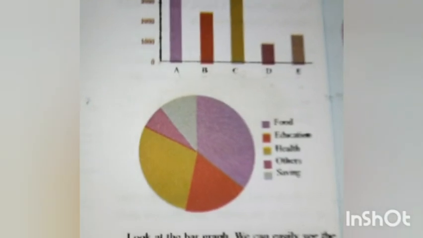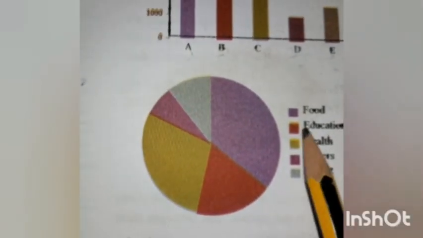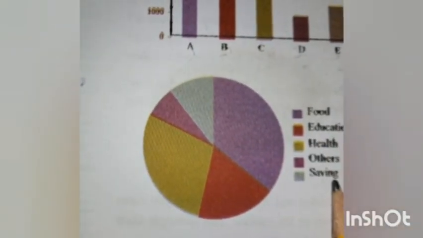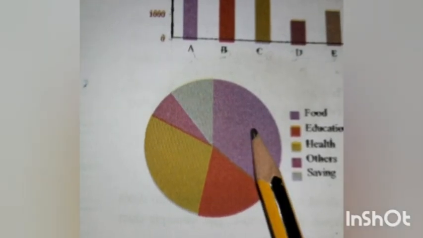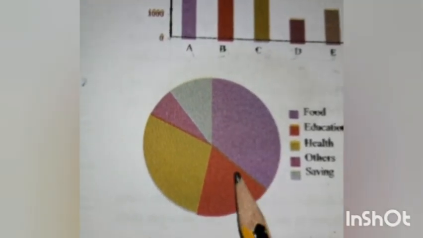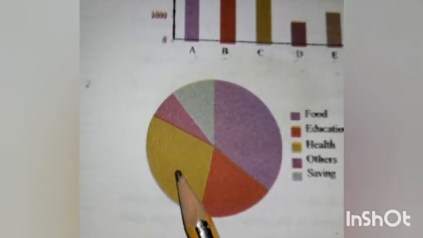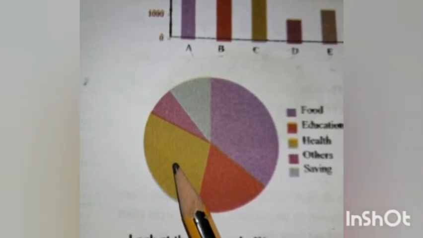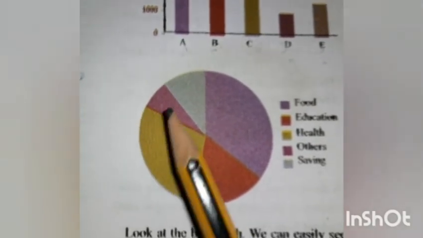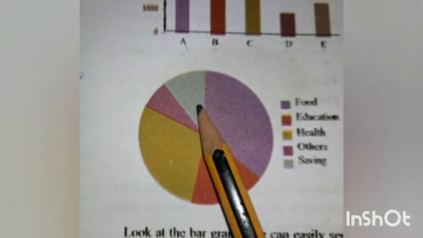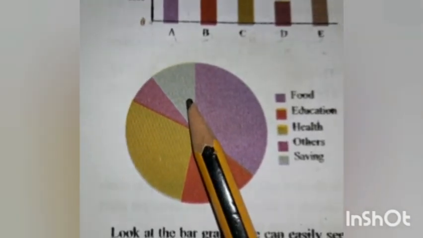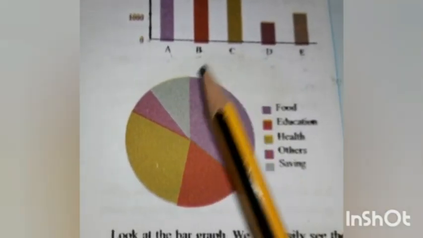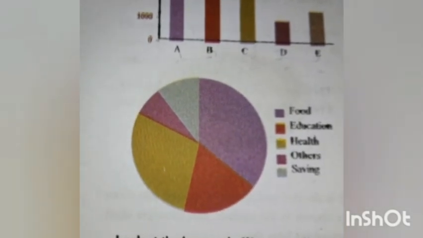The same thing you can represent in a pie chart like this: food, education, health, others, and savings. Food is here, the larger part is for food. Then next is education, then some more is for health, others, and some savings also. So this bar diagram we represent in a pie chart.